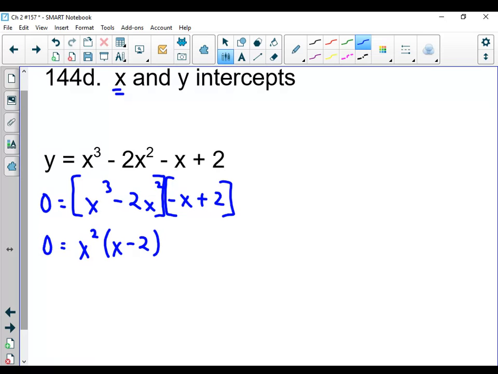Then I look at these two, the negative x plus 2. Well, at first glance, they really don't have anything in common. Other than I could, if I wanted to, take care of that negative x by pulling out the negative, as long as I do that to both terms. So now I've got this situation. I've got x squared times x minus 2. And then I have minus the quantity x minus 2.